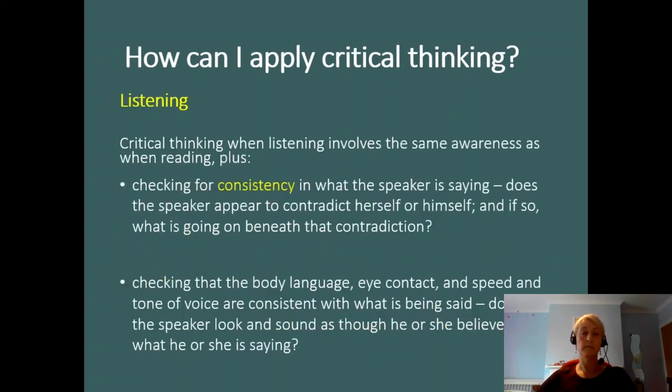With listening, this involves the same awareness as when reading, but we're looking at the consistency in what the speaker is saying. So does the speaker appear to contradict herself or himself? And if so, why are they doing that? What's going on? We might want to check the body language of the speaker. So we might be watching a TV documentary. We might be half listening to that report on the news.